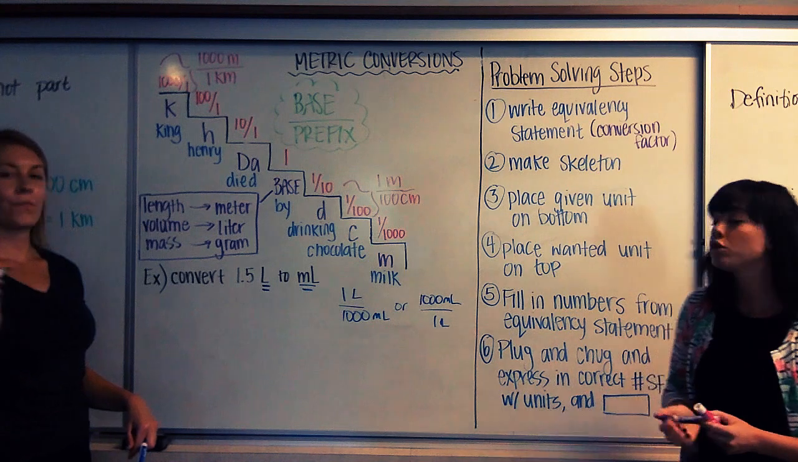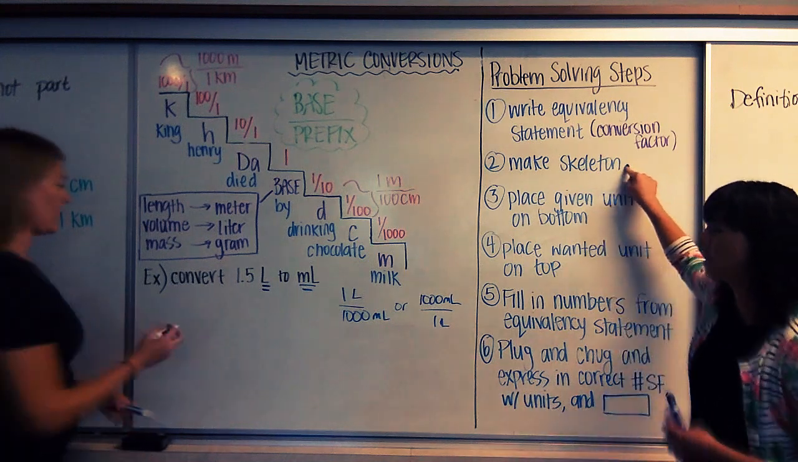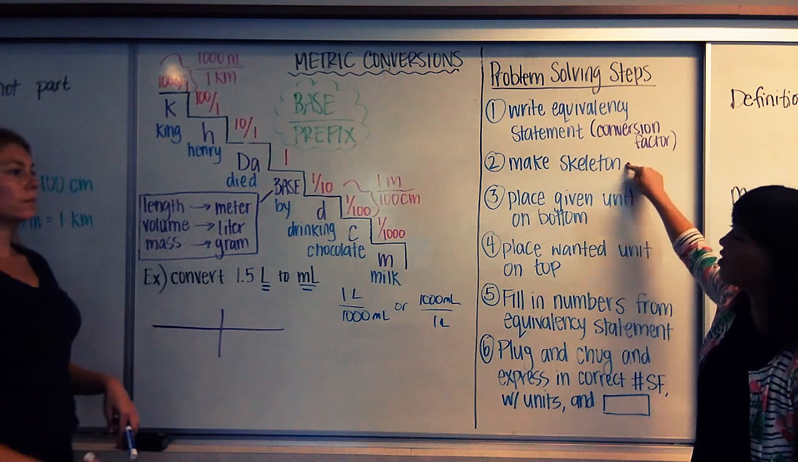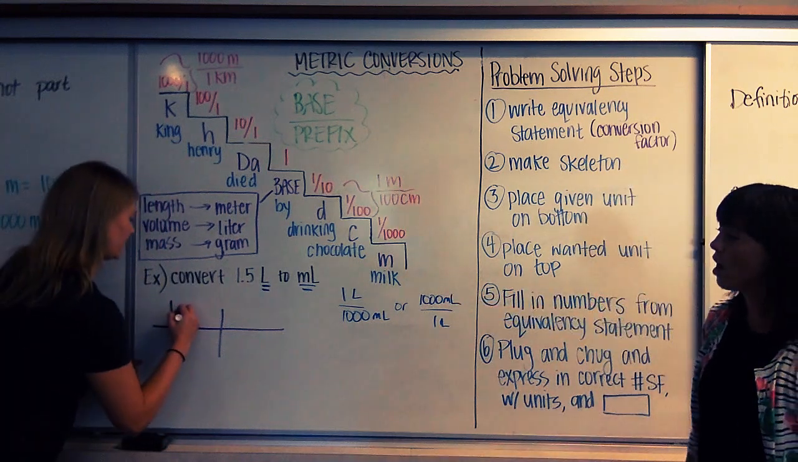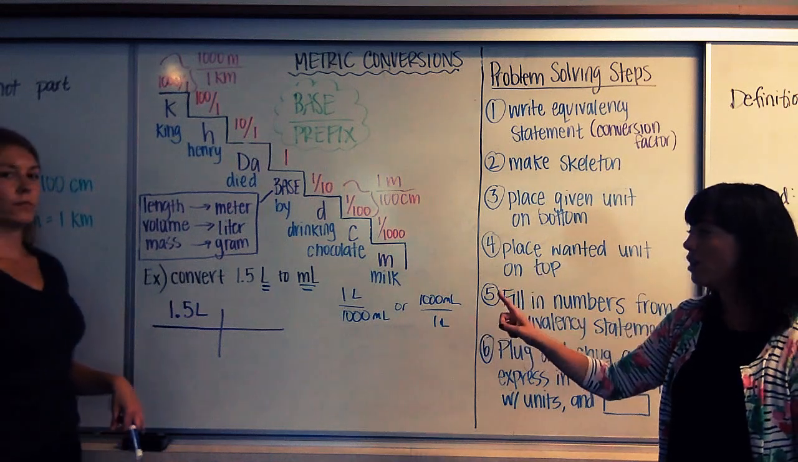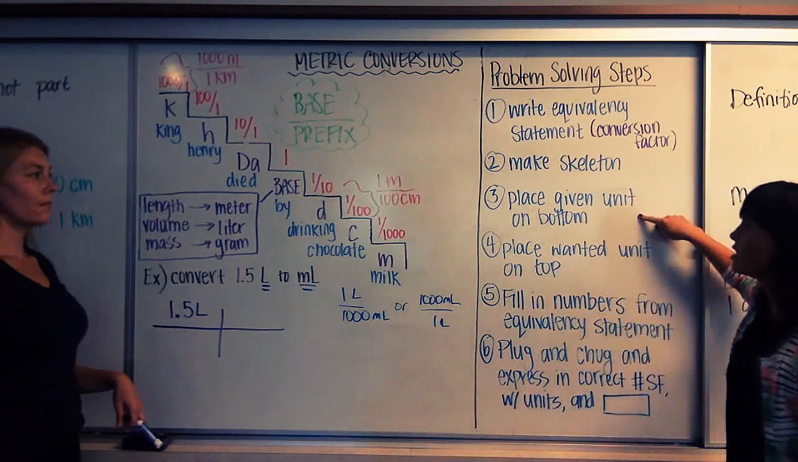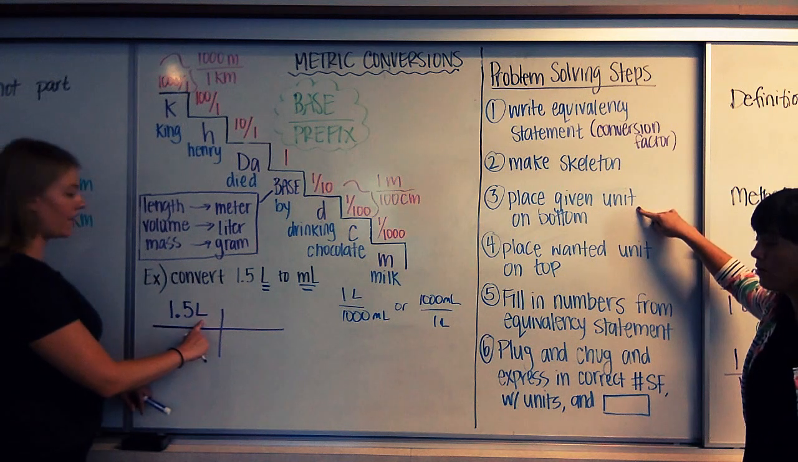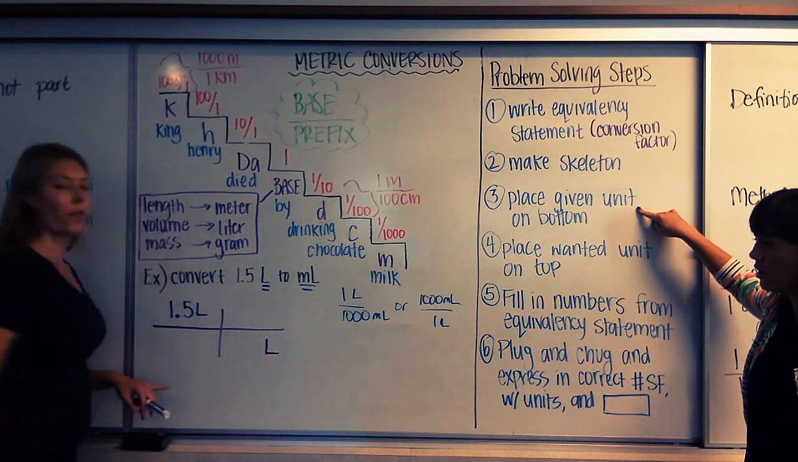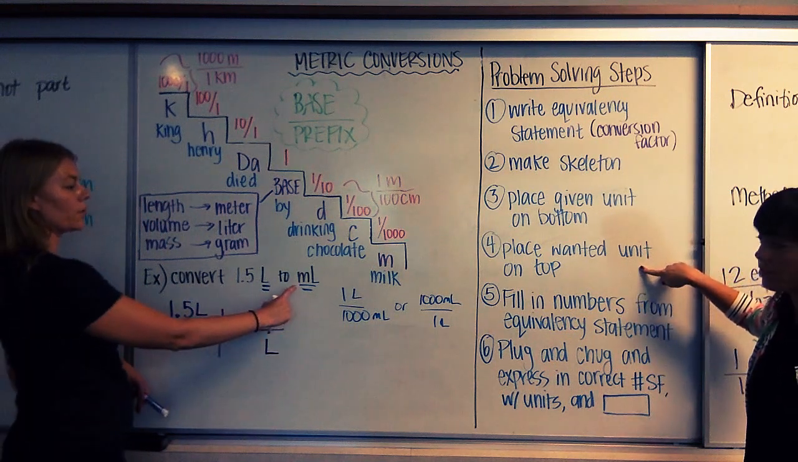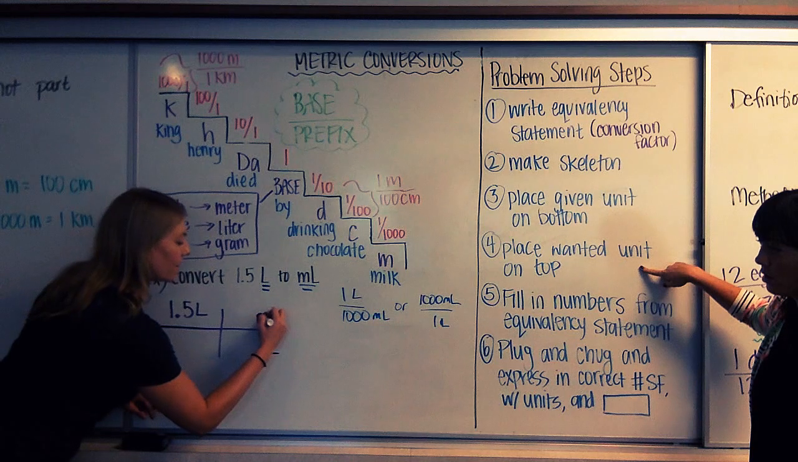Great. Step 2 is to make a skeleton. So within the skeleton, you want to write your given in the very top left, including your unit. So you write the value and the unit. Step 3 is to place our given unit on the bottom so that we cancel out. Liters is given, so liters is going on the bottom. And our wanted unit on top, which is step 4. We're trying to get into milliliters, so milliliters is going on top.